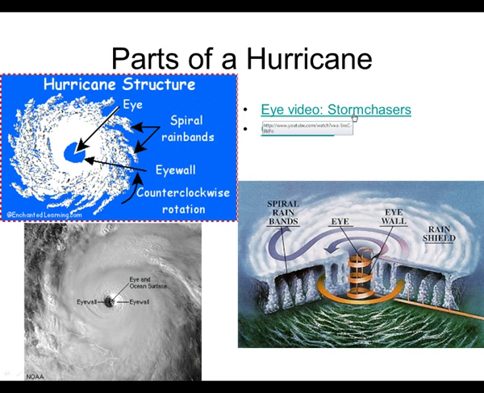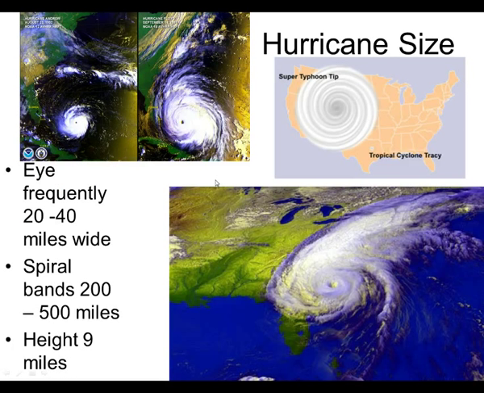And you can watch these little short videos about what it is when you go into the eye. We can also watch some videos in class about going into the eye of a hurricane. It's pretty impressive, especially when you fly an airplane through the eye wall and then you emerge into the eye. It's pretty cool. Okay, size of hurricanes. They're huge, obviously, but they really do come in a variety of sizes.